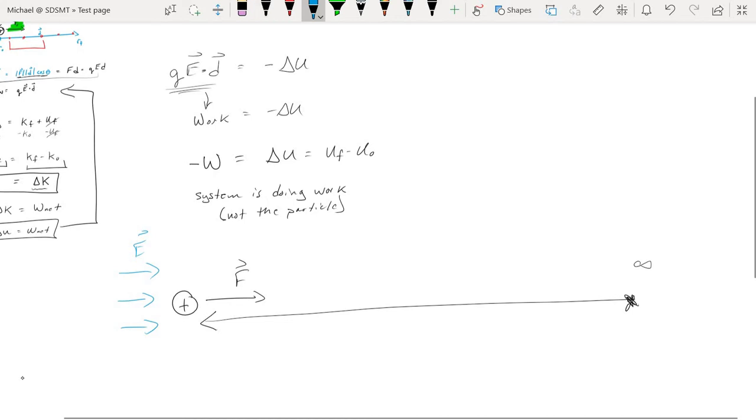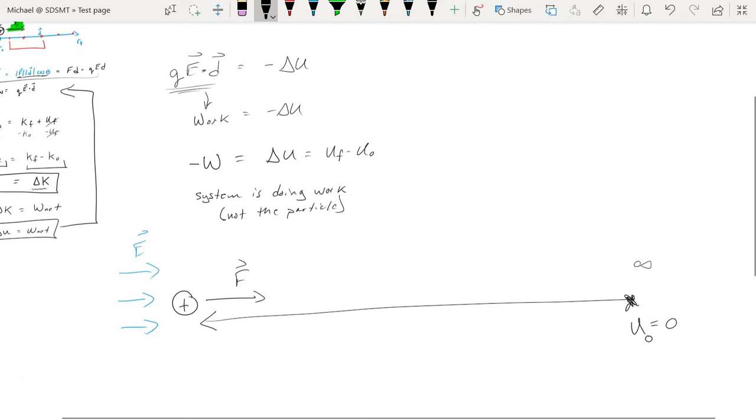Which means way out here at infinity, my system would have 0 potential. In other words, the system would no longer have the potential to continue doing work. And so the potential energy would be 0. And we're going to go ahead and let that be the initial potential energy for our system.